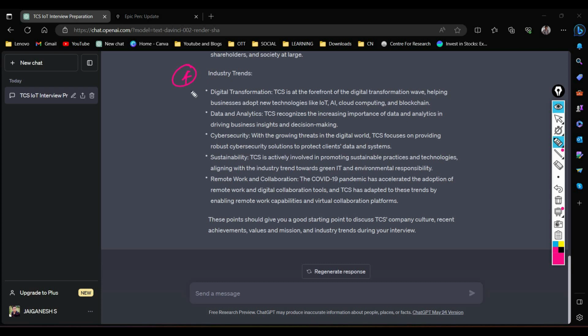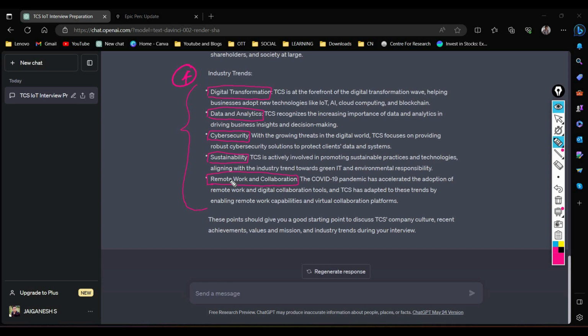By looking at the industry trends, this section will help you understand the various technological areas that TCS is working on or concentrating on. Here it says TCS is primarily focusing on digital transformation, data and analytics, cybersecurity, sustainability, and remote work and collaboration post-COVID. So these are all the technological trends.